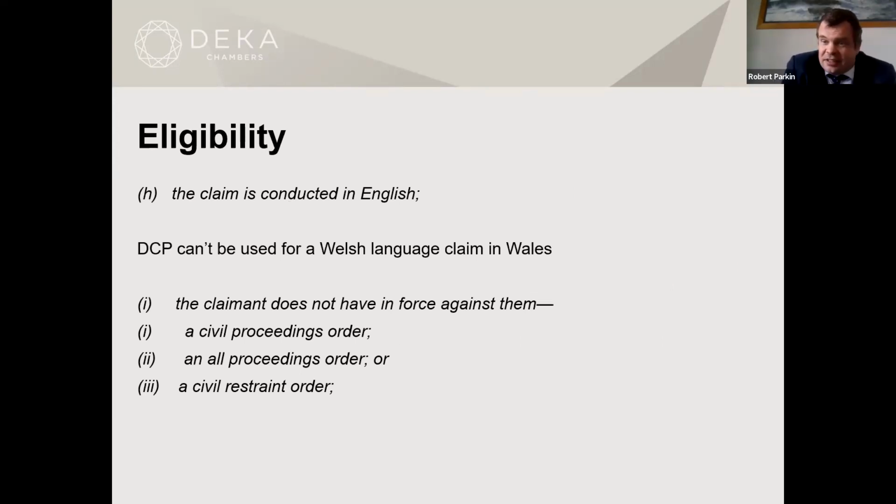The claim is to be conducted in English. I doubt that's going to affect anyone here, but in principle, you can have Welsh language proceedings in Wales, but you cannot use DCP for those Welsh language proceedings if you were so minded. The claimant does not have in force against them a civil restraint order preventing them from issuing the proceedings. That bit's perfectly sensible. If you've got a claimant who has one of those, you can't use DCP to make an application for permission to bring the claim.